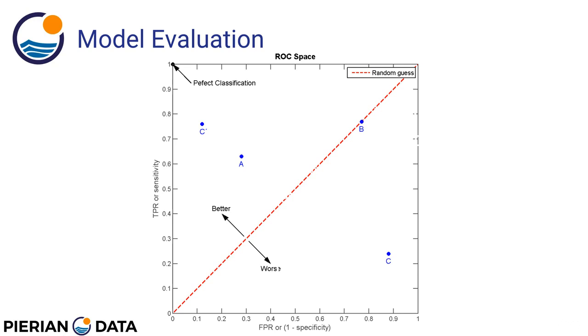If you're above that line, that means your model is performing better than a random guess. If you're below that line, that means your model is performing worse than a random guess. And if you have absolute perfect classification, then your model is eventually going to reach 1 over there. And that's what your curve will look like, basically right up against that y-axis.